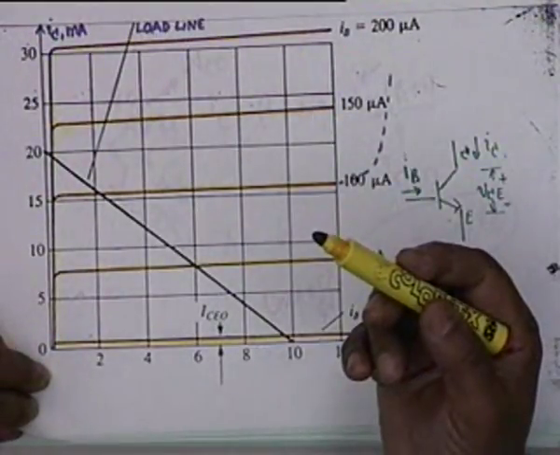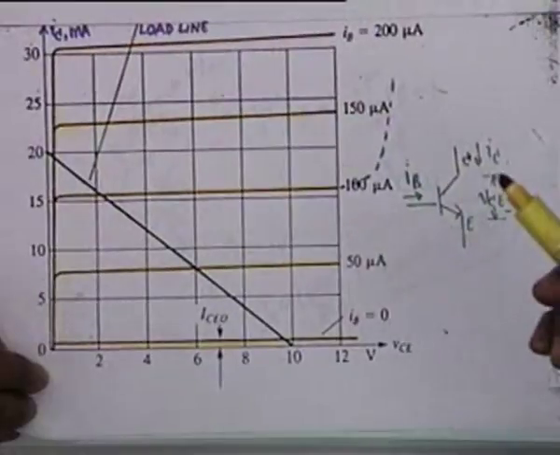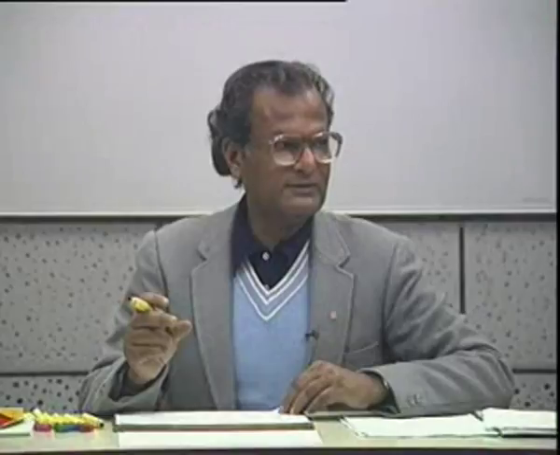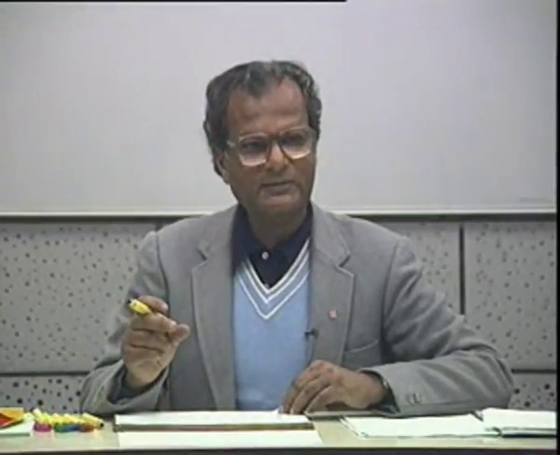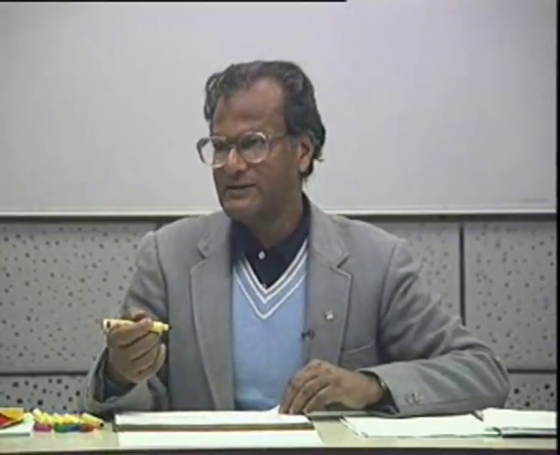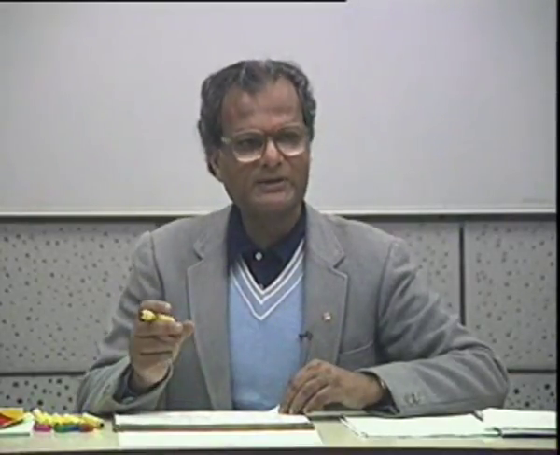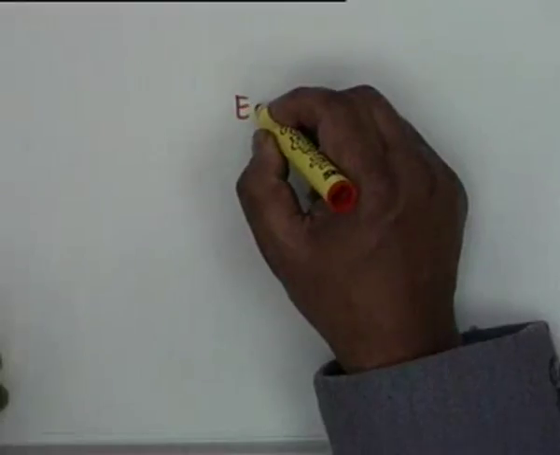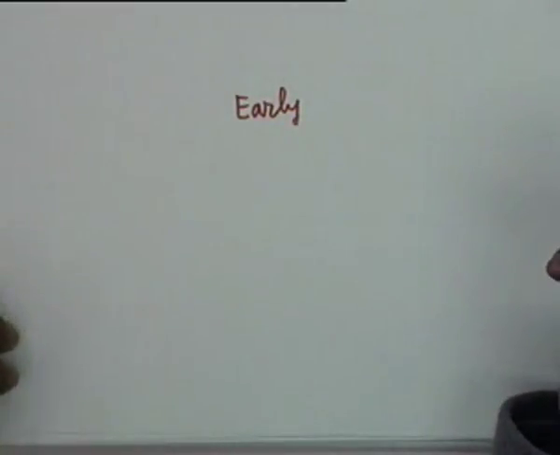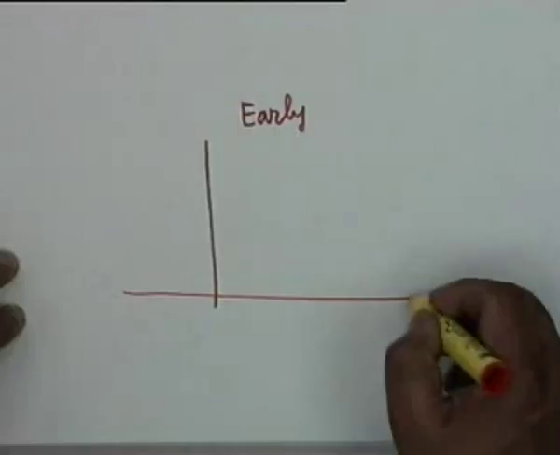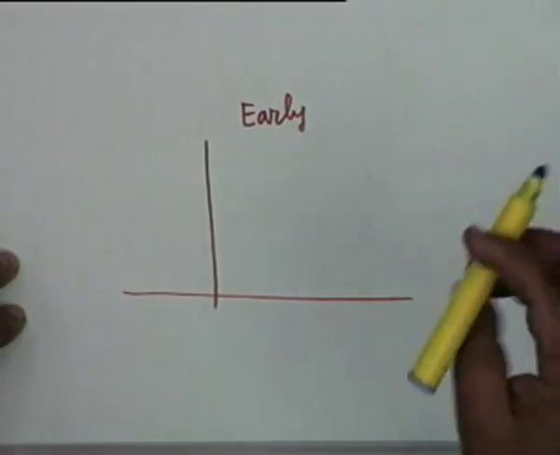So there is a slight inclination, and this happens because with increase of VCE, the base region becomes thinner and thinner. The depletion region extends right into the base, and this was first discovered by a gentleman called Early, E-A-R-L-Y, and this is why this is called Early effect. It was discovered very early, in fact, but it has not been taken care of so far. How to take care of this is the following.